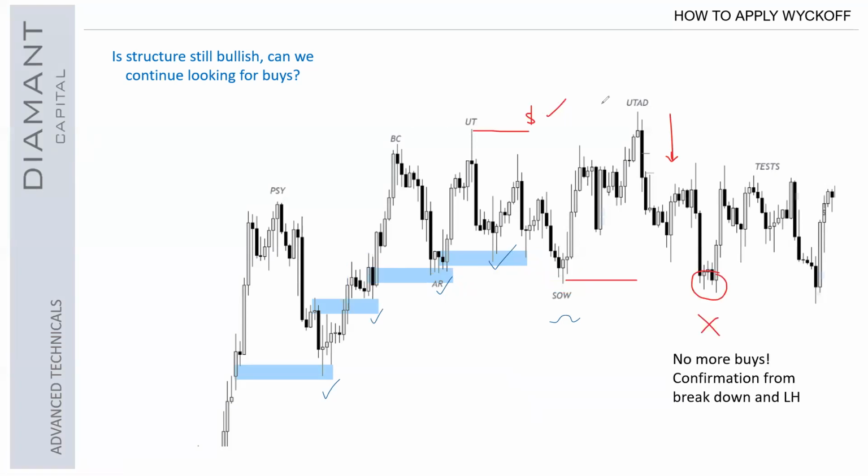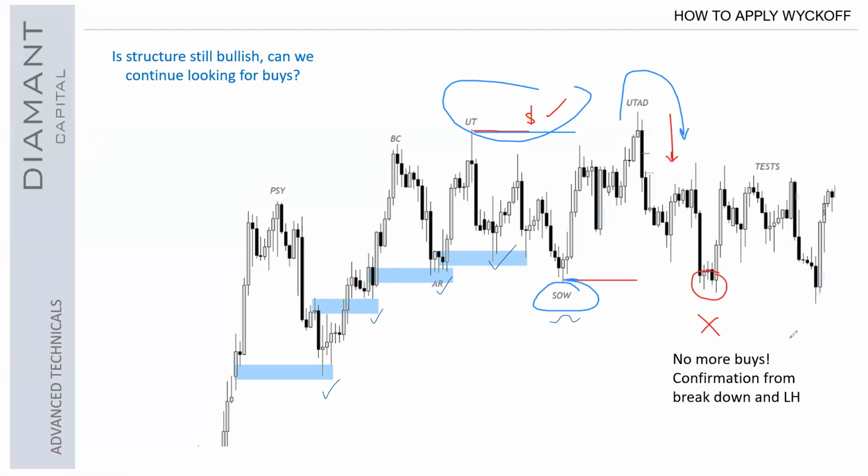Then took liquidity right at the top. Boom, that's done. UTAD, we took this liquidity, purged that liquidity, went back down. Now we met this sign of weakness. As soon as we went below that, okay, that's perfect. That's the indication that we're now in sells.